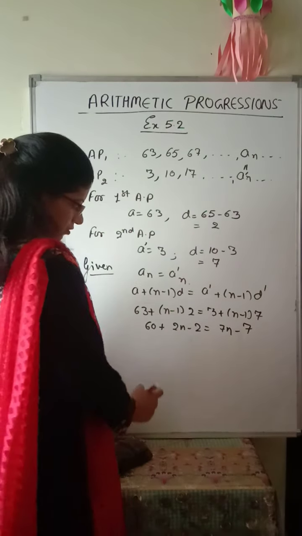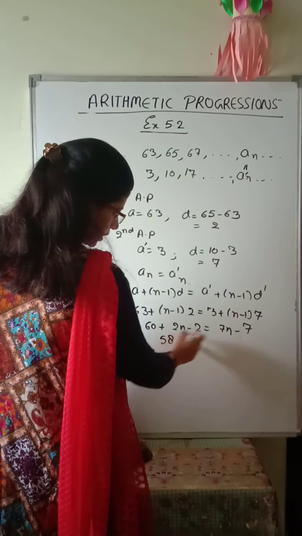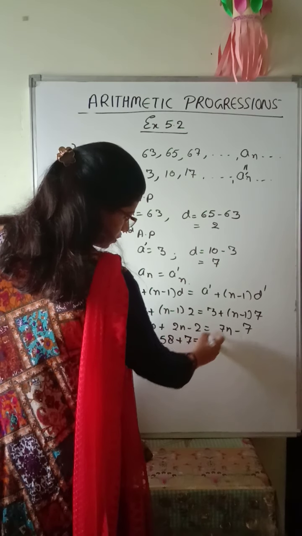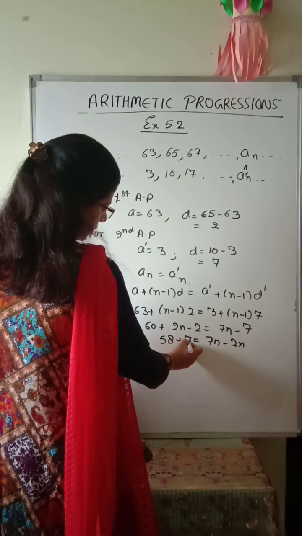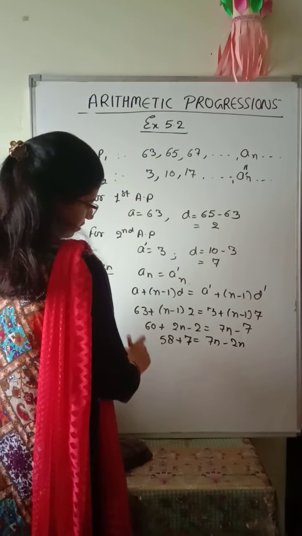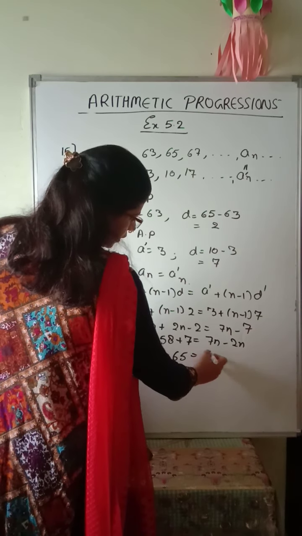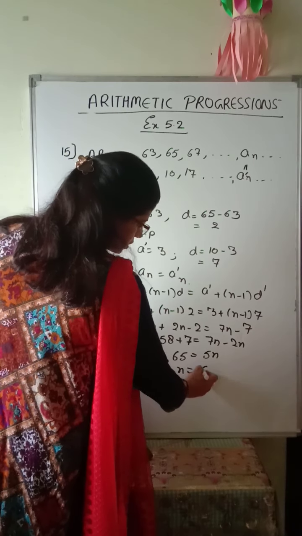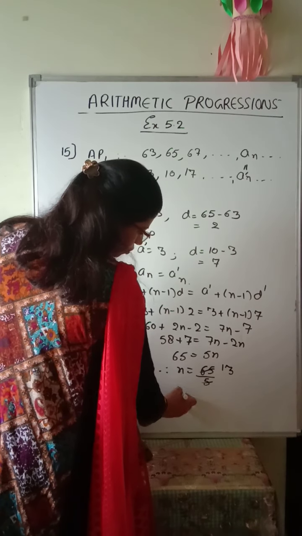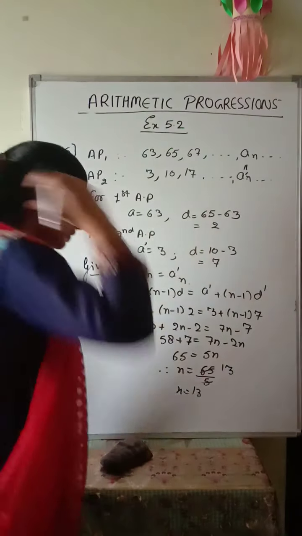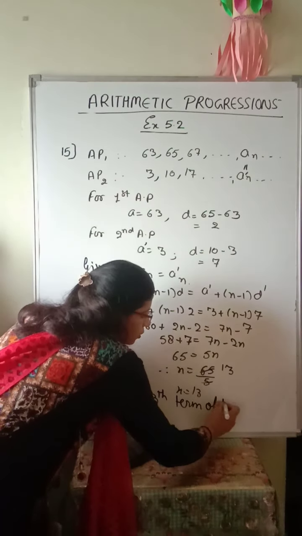Okay, now what will we do? n on one side, numbers on one side. So 60 minus 2 is 58, plus 7 bring here, equals 7n, 2n here minus 2n. So 58 plus 7 is 65. 65 equals 5n. So therefore n is equal to 65 divided by 5. That means 5 13s are 65. So 13th term.